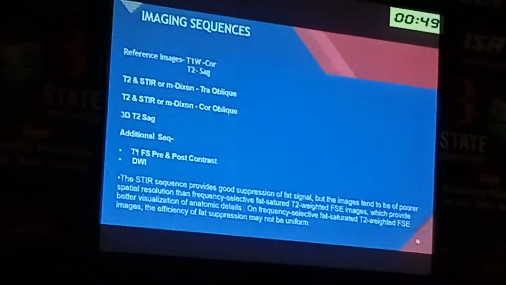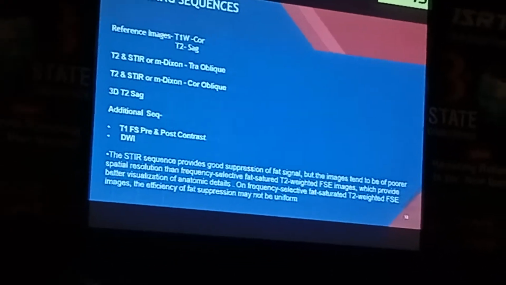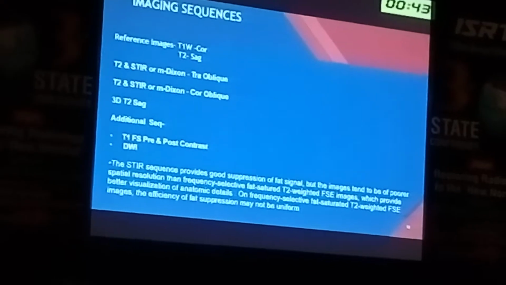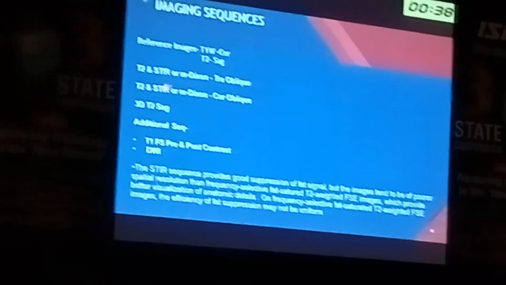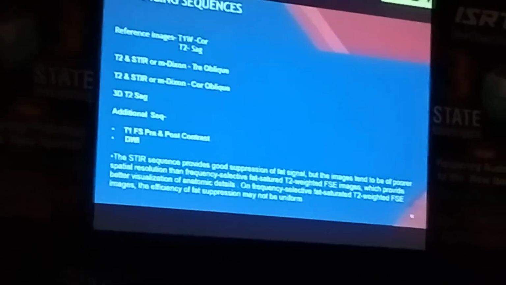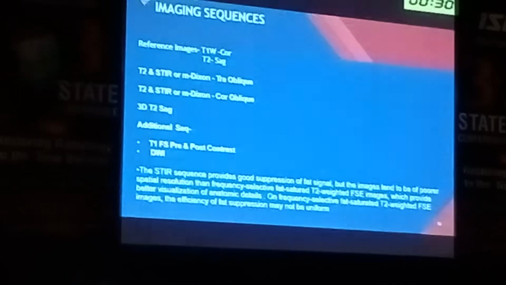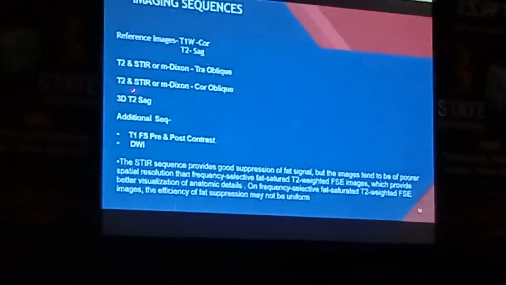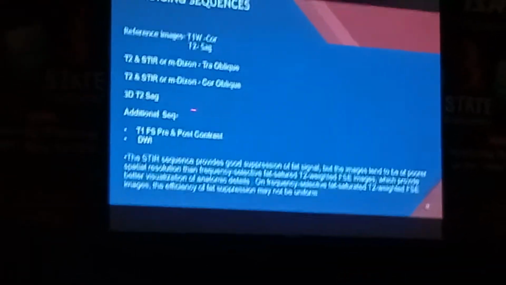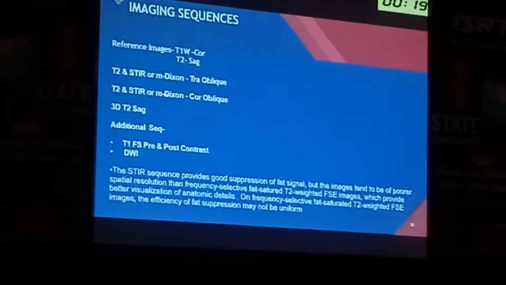STIR sequence provides good suppression of fat signal, but the image tends to have poorer spatial resolution. Then frequency selective fat saturated T2 weighted, that means mDixon image. It is frequency selective, that means only the fat tissue will be suppressed. In STIR, fat tissue is also suppressed, but tissues with short T1 may be suppressed as well. So if you don't have mDixon in your institute, you can go for the STIR. It's no issue.